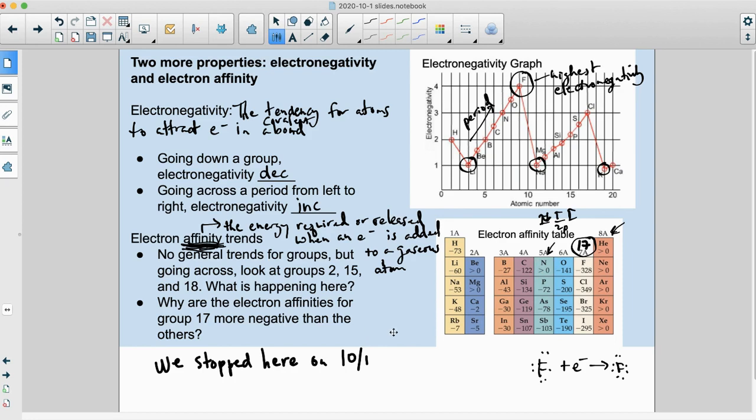All right, so we can look at some other patterns too, but for now, those are some tendencies that you should see there. But there are no real clear group or period patterns to electron affinity. All right, and then we stopped here on 10.1, and so we'll end this segment on periodic trends.